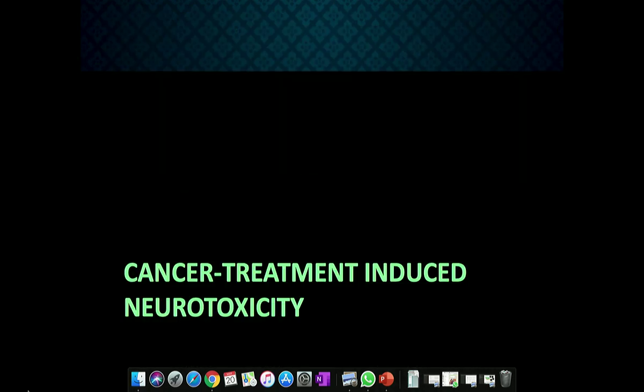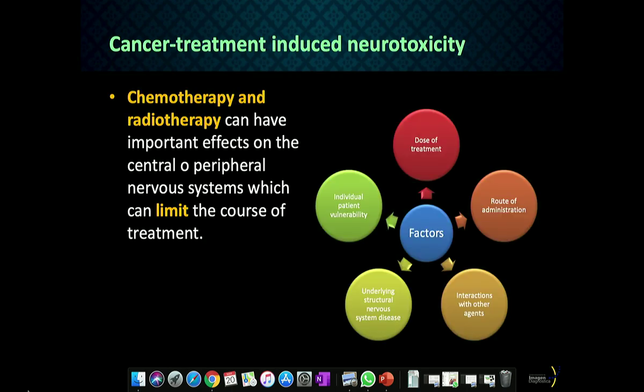So I'm going to take a brief review of cancer treatment-induced neurotoxicity. Chemotherapy and radiotherapy can have important effects in the central nervous system and in the peripheral nervous system, and this can limit the course of the treatment.